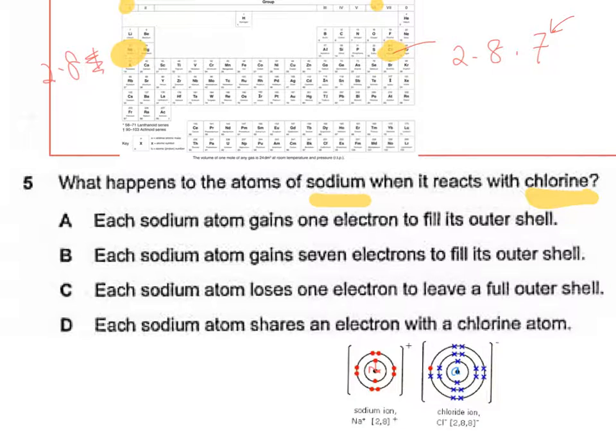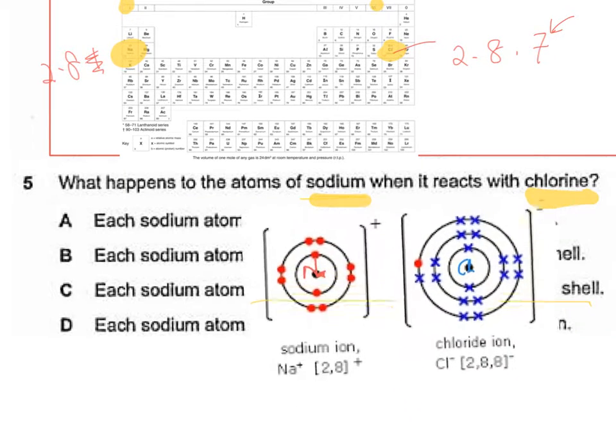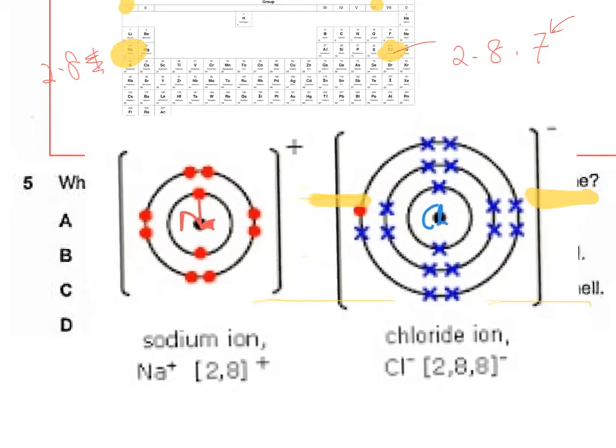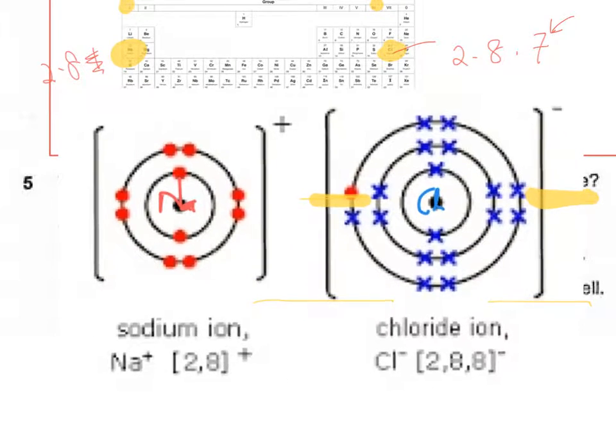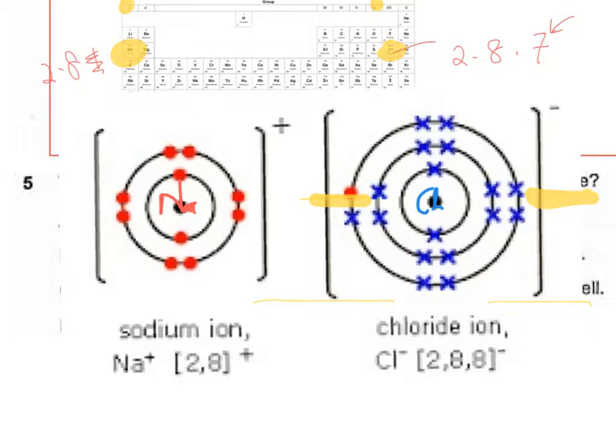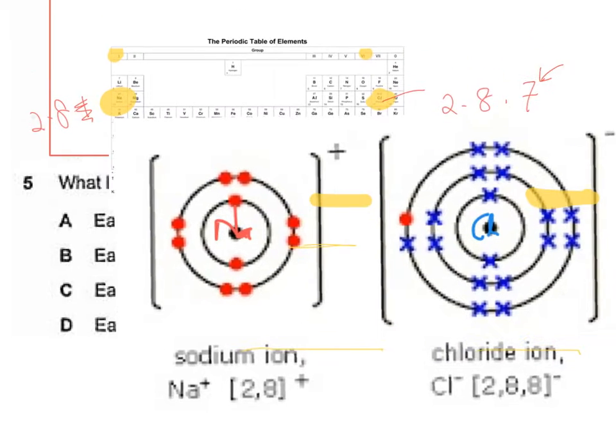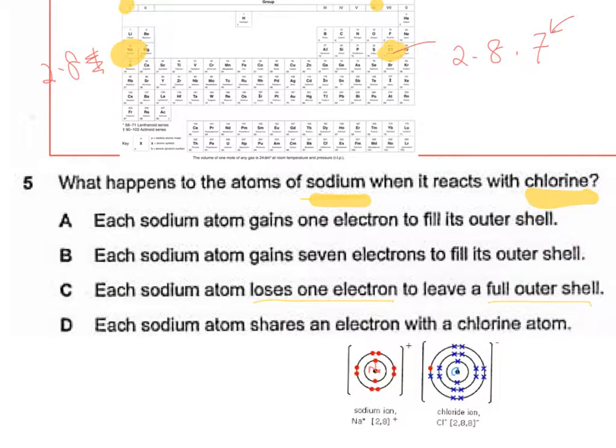So back to the question, what happens to atoms of sodium? Sodium will definitely lose 1 electron to achieve a full outermost shell. And over here, we also have the dot and cross diagram of sodium chloride. Answer for question 5 is C.